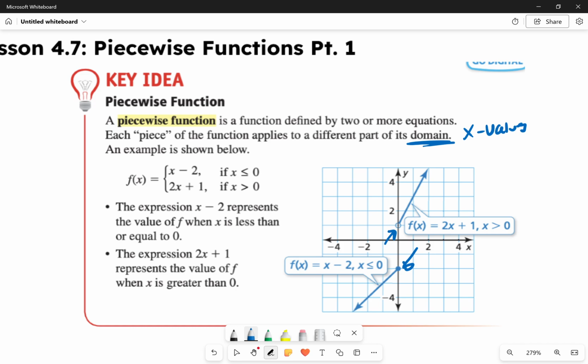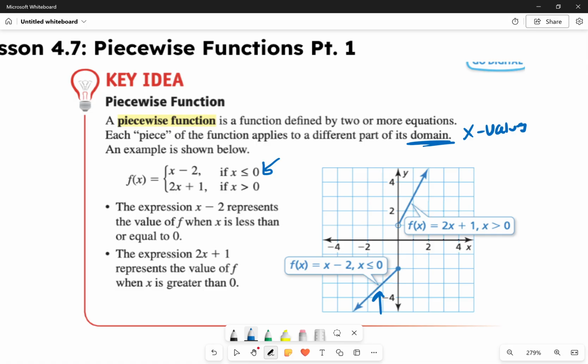The first part of it is this equation right here, this line, which is x minus 2. We get that by figuring out our slope and our y-intercept, and we then define the domain with it. That is only when x is less than or equal to 0. We know it's equal to because of the closed circle.